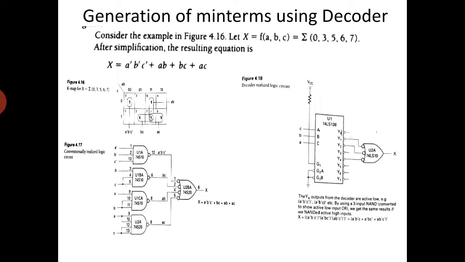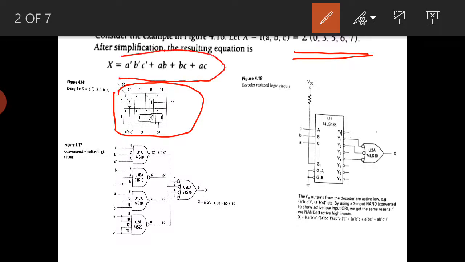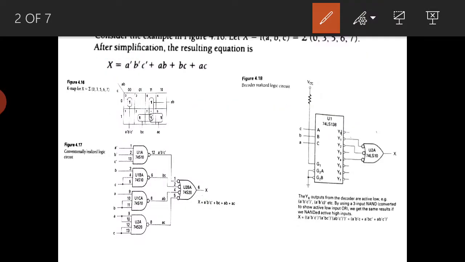Before that, once we get the Boolean equations from the truth table, the usual procedure is to simplify them using the k-map. The same thing here also: the min terms we put onto the k-map. After putting them on the k-map, the simplified equation is like this: x equal to a bar b bar c bar plus ab plus bc plus ac. Once we have the simplified Boolean equation, the next step is to realize it using gates.